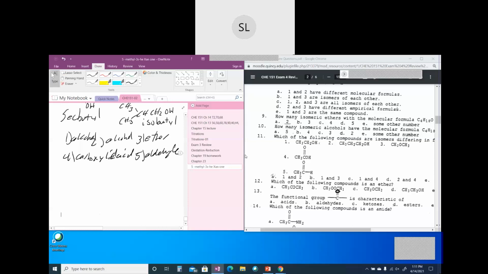Number 12, which of the following compounds is an ether? This one you have to be able to draw the 4 bonds to carbon. So A is CH3, CO, CH3. You have to know that in order to get 4 bonds, the O is a double bond O, that is a ketone.